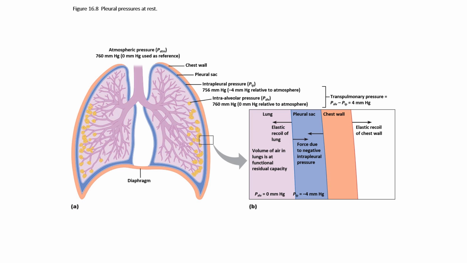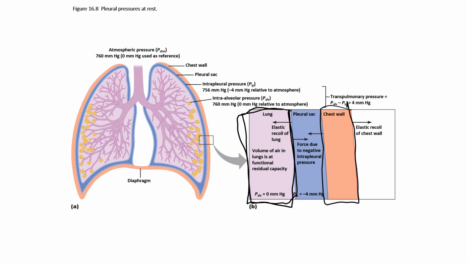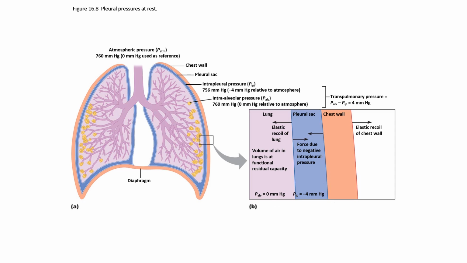So this is an image from your text which is showing the same thing. What's happening here is this is the chest wall right here. Here is the lung, right? So what attaches to the inside of the chest wall? For consistency, we'll draw it in green. That is the parietal pleura. What attaches to the lung? We'll draw it in black for consistency. That is the visceral pleura.